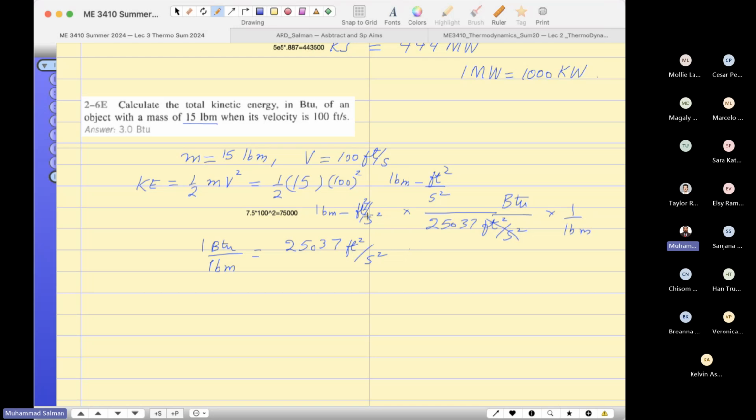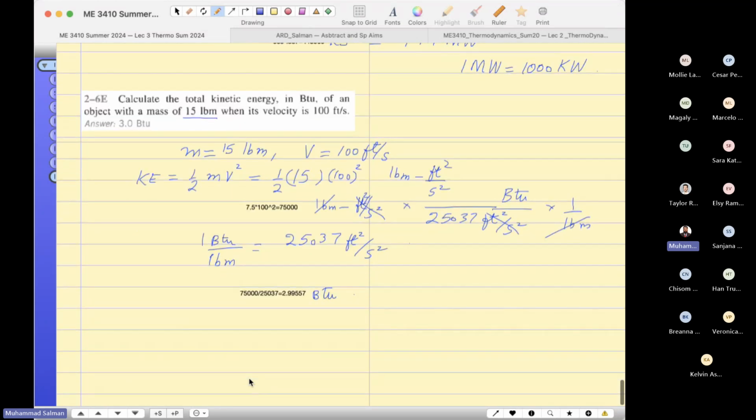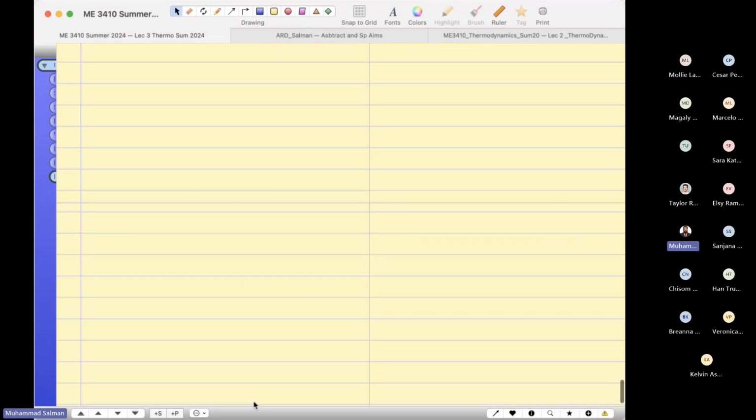So you're left with this one, cancel this one, cancel this one, cancel this one. You're left with BTU only. So dividing this by 25,037 gives you 2.99 BTUs. So this is how you are going to find out the energy in terms of British thermal unit. There are certain more conversions which we will come across later today.